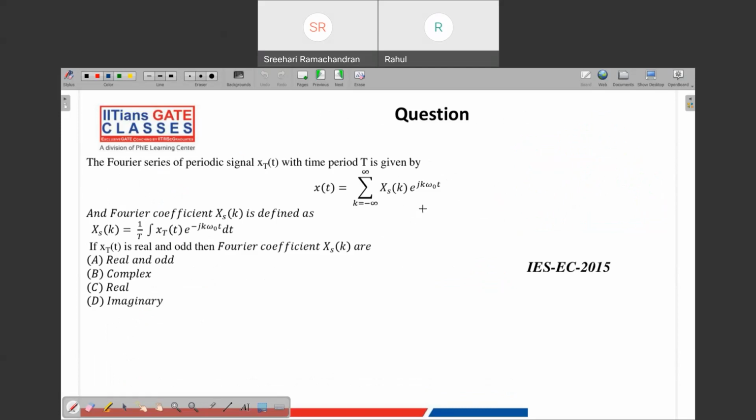This is one of the problems. Let's say you have a periodic signal, and this is the Fourier series expansion. If the signal x of t is a real and odd signal, then the Fourier series coefficients are... Here we need to use the property that we just discussed in the last slide. In the problem, it is given that the signal is real and odd. So since this is real and odd, its Fourier series coefficient will be imaginary. Does anyone have any doubt?